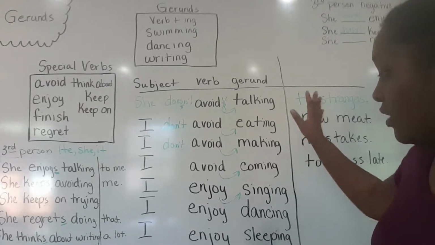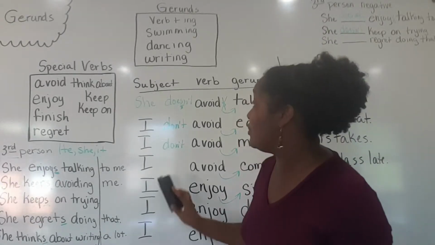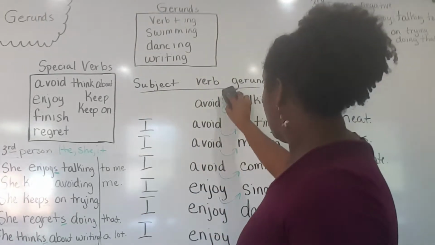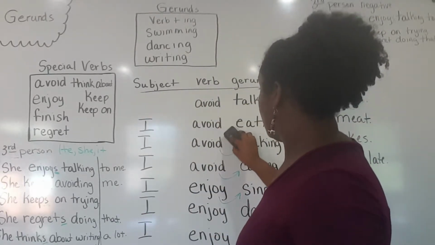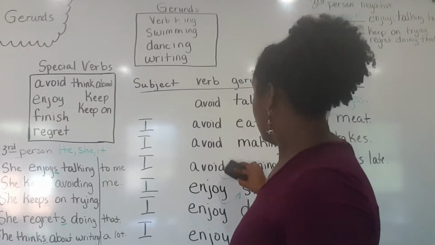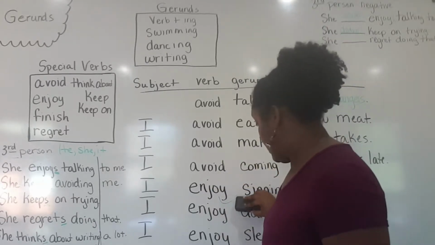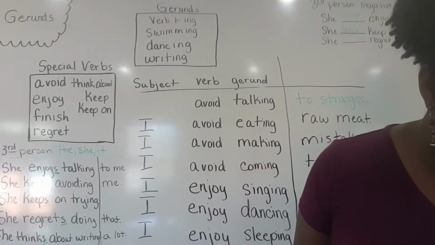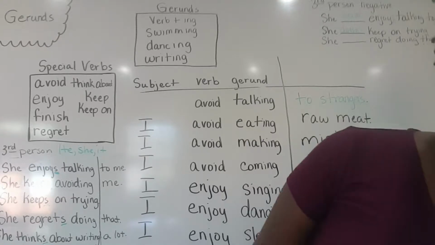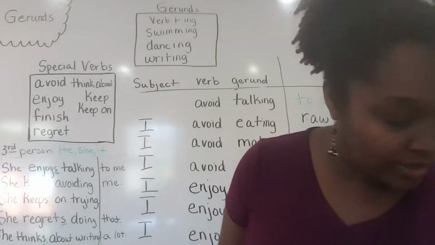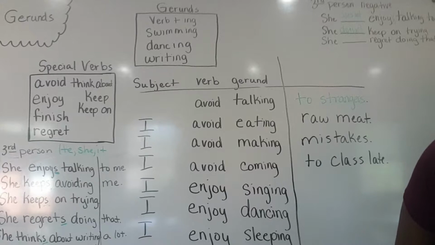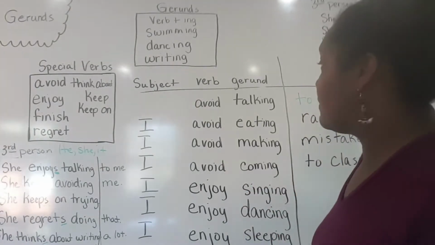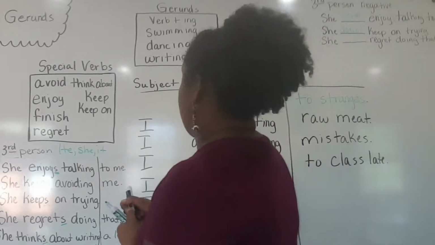Okay. Now, up to this point, I've showed you what we do for present tense. But I also want to show you what you will do in past tense, okay? You can use the gerund in past tense and future tense as well. Okay? Do not use it with present progressive. It doesn't work.